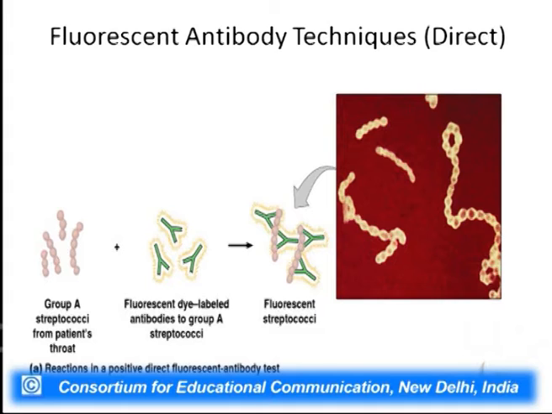Similarly, now techniques have improvised, and we have visualization techniques based on fluorescence. So we have a fluorescently labeled antibody technique which is direct. What do we take? You take the bacteria from the patient's throat. Here we have taken the example of streptococci, and you take a fluorescent dye labeled antibody to streptococci. When they react, the streptococci which are present will appear fluorescent. So directly we can visualize how many streptococci are present, and this is generally an indicator of a throat infection which can be quantified directly.